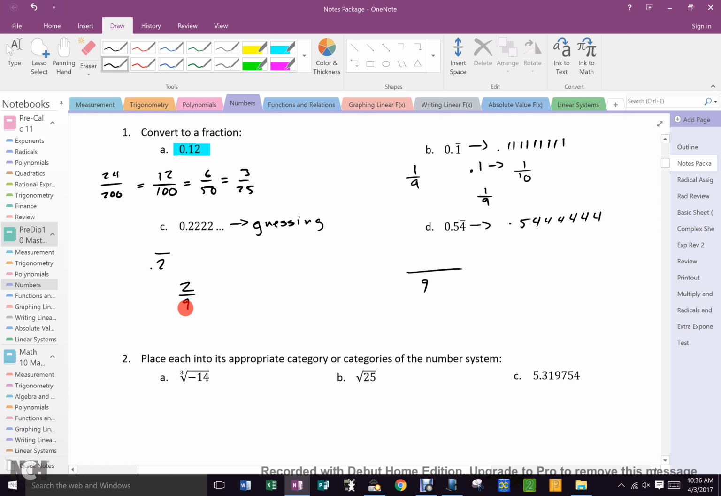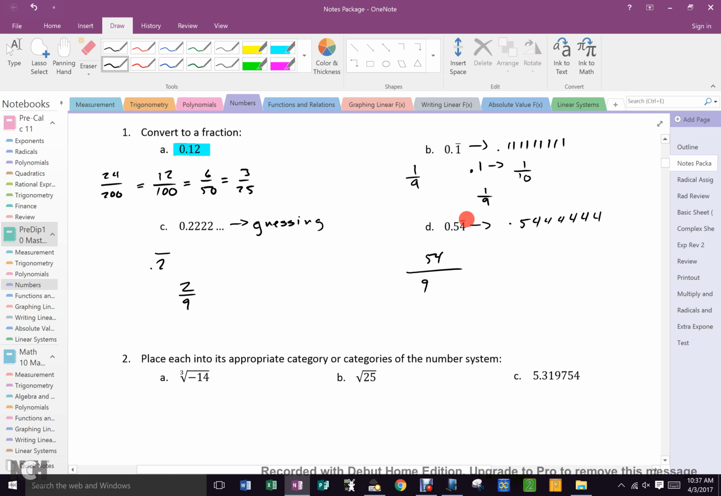Okay. Now, 0.1, I had 1 9 down there. 0.2, I had 1 9 down there. How many digits do I have here? 2. So can I have it over one single 9? No, I can't, can I? I need bigger numbers there. Because if I put 54 over 9, what do I get? 6. That's not 6, is it? So it can't be over 9.